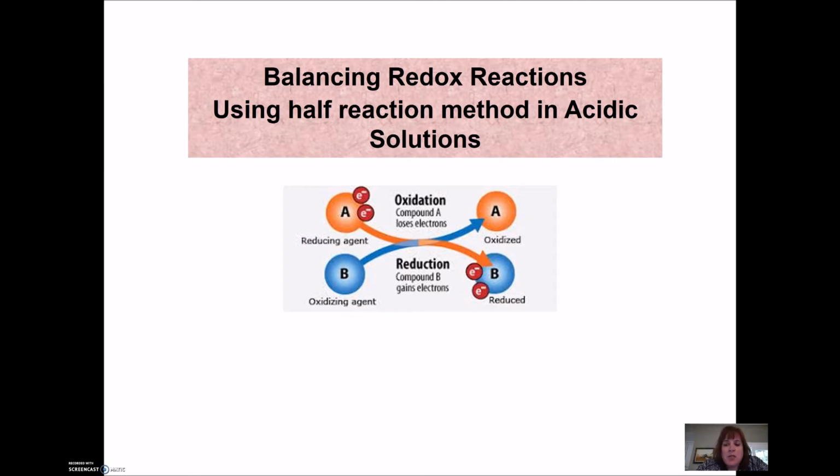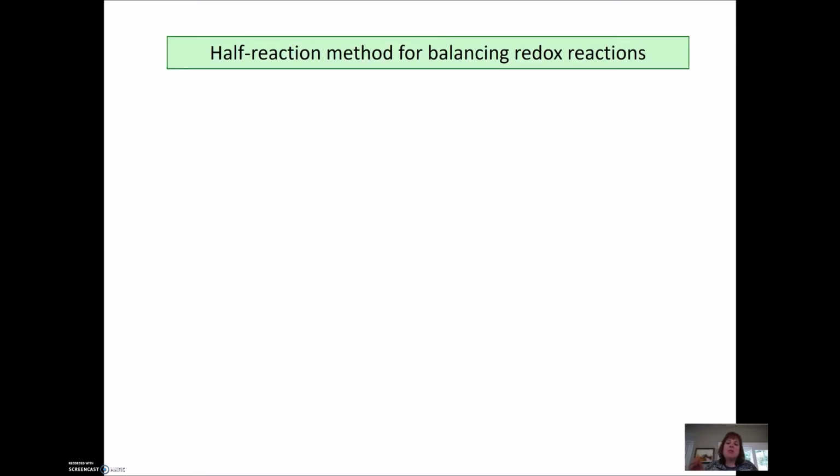There's also basic solution. There's also other methods to doing this, but I found that the half reaction method works best in regular chem. But you want to learn another type? Go to YouTube. There's plenty of different videos on balancing redox reactions. So first I'm going to go through just a summary of what you're going to see in this video, and then we're going to do it together.